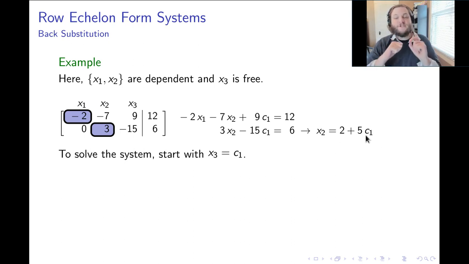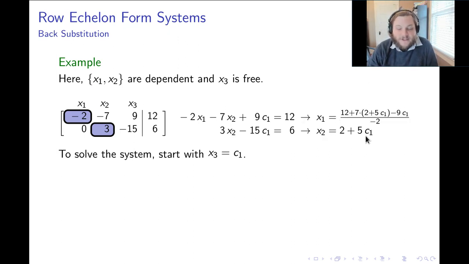It's crucial that we start at the bottom here, because now when we proceed to the top equation, we notice that both of the dependent variables are represented. But the cool thing about the structure here is that we already know what x2 is in terms of the free variables, so we can substitute that expression in for x2 in the first equation when we solve for x1. When we do the arithmetic here, we get x1 equals 12 plus 7 times x2, but we just said that x2 is 2 plus 5c1, and then we subtract 9c1, and then we divide by -2.